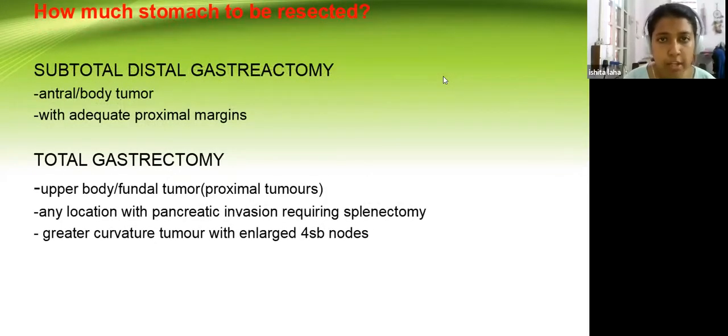How much stomach needs to be resected depends on where the tumor is and what type of tumor it is. In subtotal distal gastrectomy, we generally prefer it for antral and body tumors, whereas we prefer total gastrectomy in upper body or fundal tumors, or in any location of the tumor with pancreatic invasion that requires splenectomy, and greater curvature tumors with enlarged 4SB nodes, which are involving the splenic hilum.